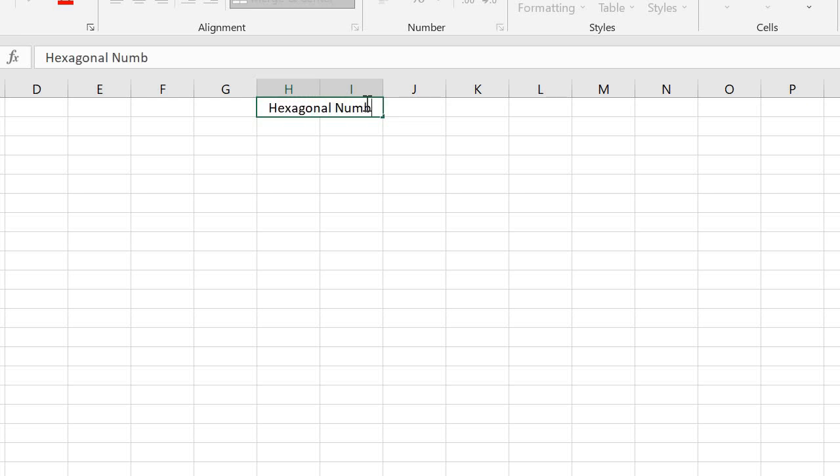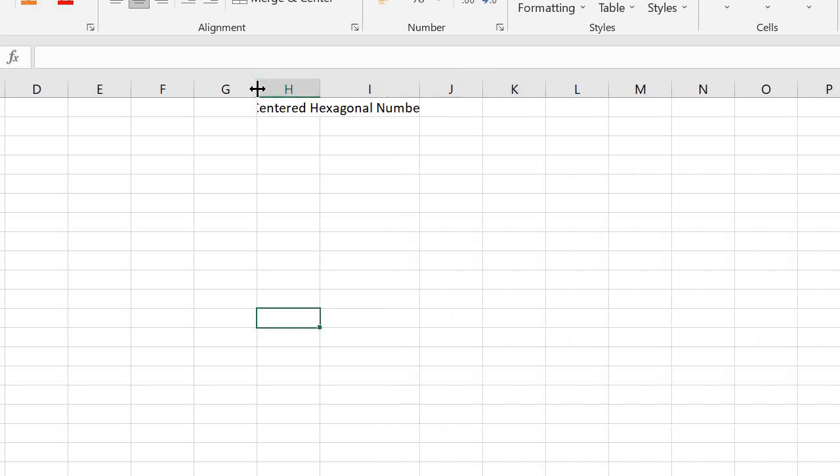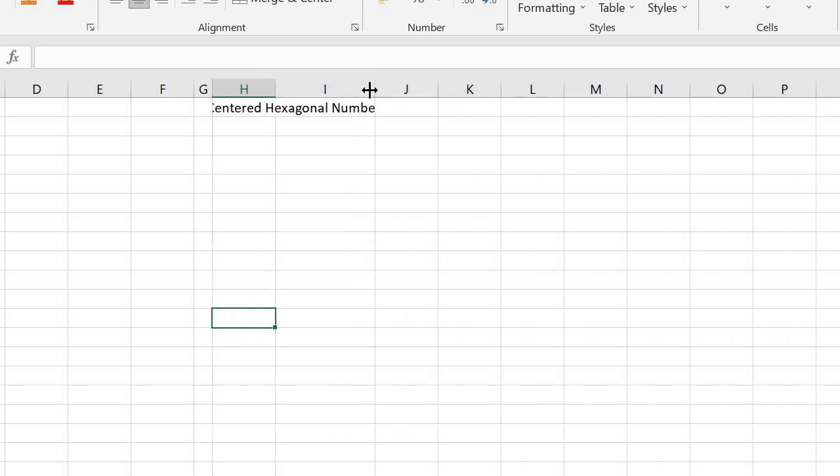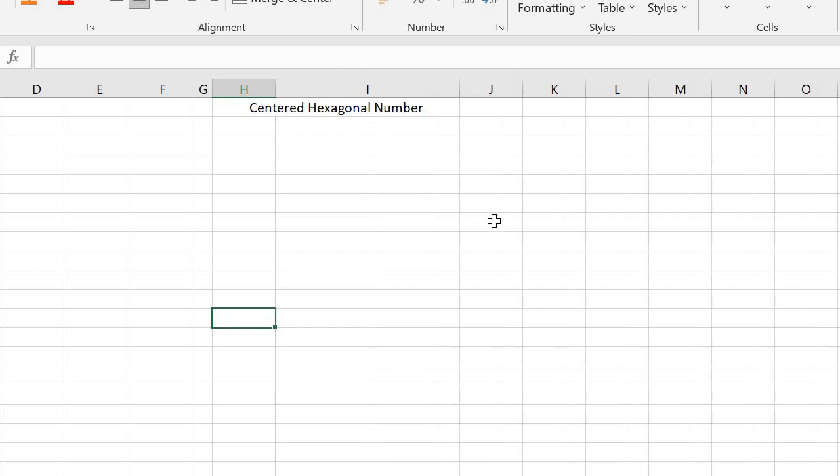So we are here to learn a new concept that is called centered hexagonal number, not a hexagonal number. I was just thinking we have already gone through that. So it is centered hexagonal number. Okay, so now what do you mean by centered hexagonal number?